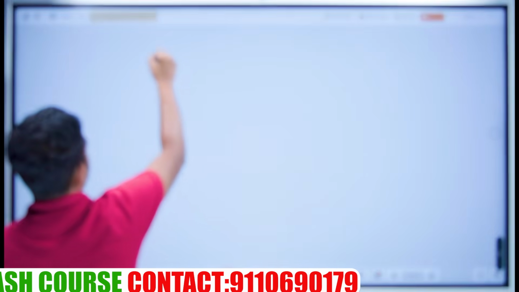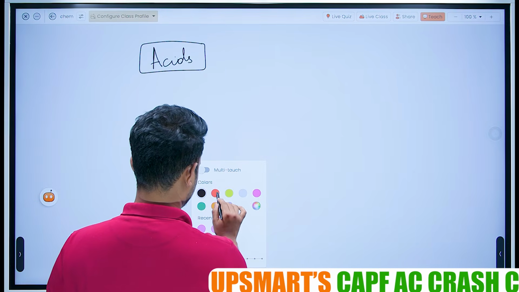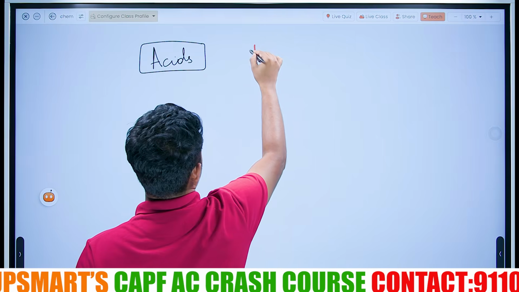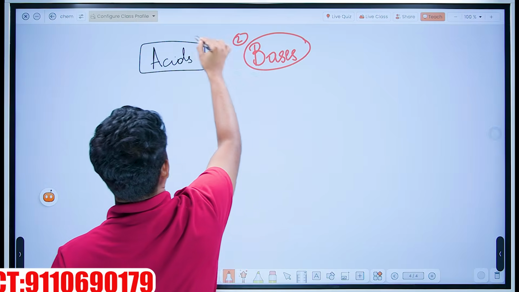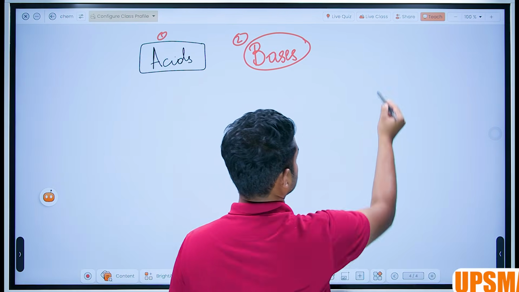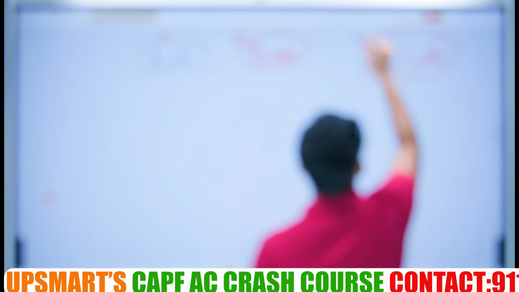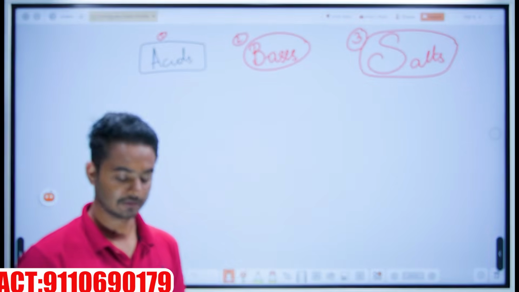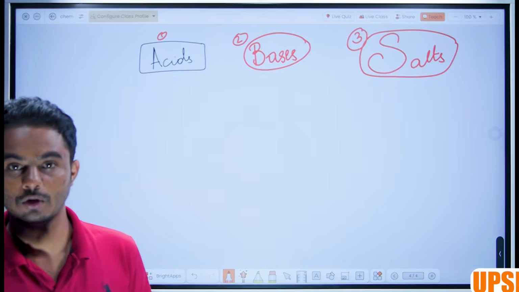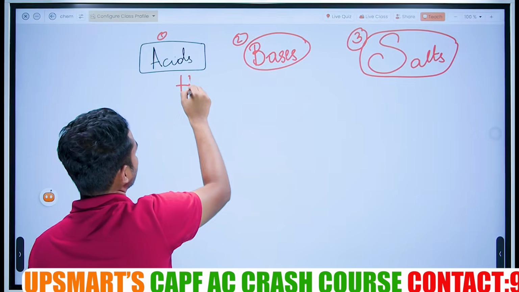So, three things: acids, the base or bases, and third one is the salts. So what do you mean by acids, bases and the salts? I'll first give you the examples of acids, bases and salts, so that you will get the concept more easily.